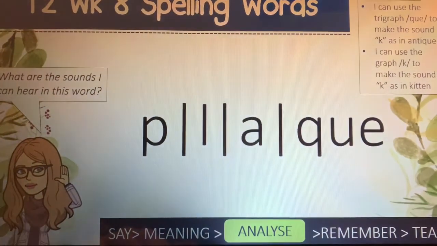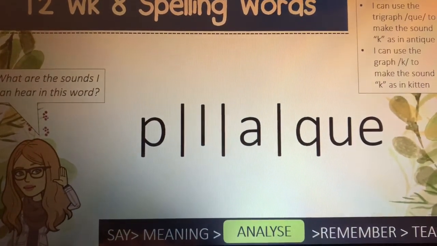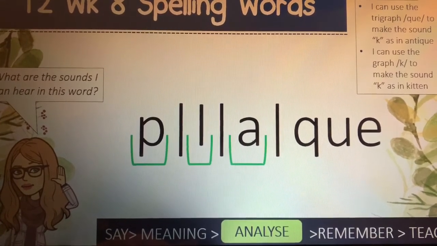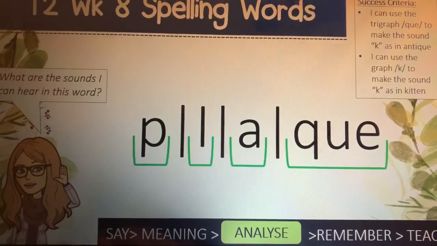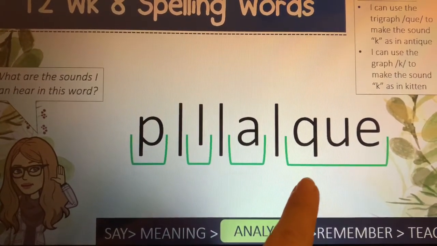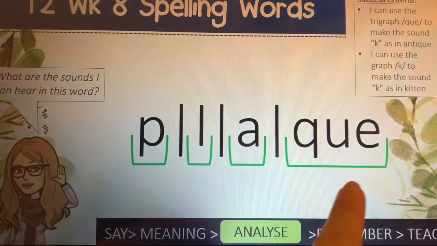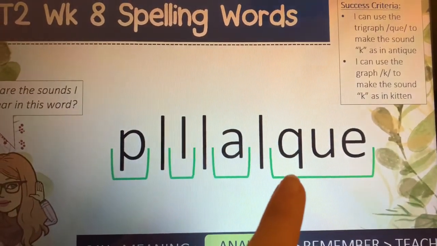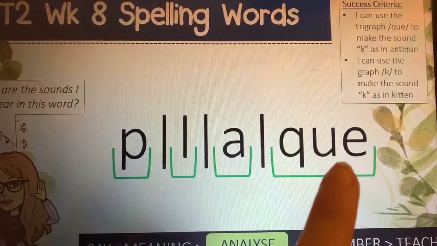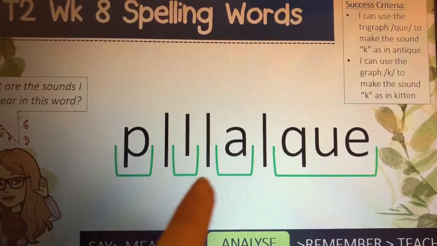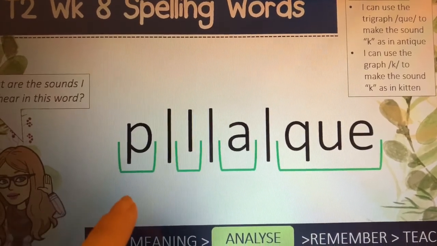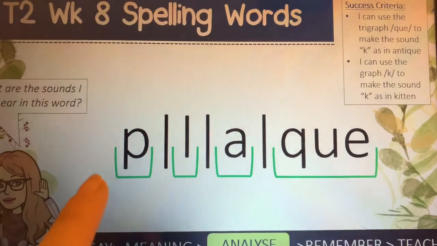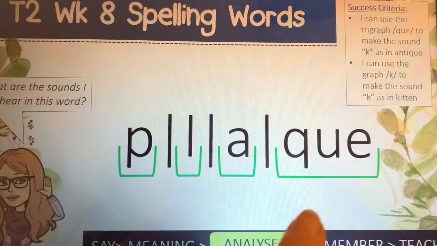Okay, let's look at the sounds that we can hear in the word plaque. We can hear P, L, A, K. We can see that the trigraph, QUE, is making the K sound in the word plaque. Remember, a trigraph is 3 letters that makes one sound. The letters in plaque are P, L, A, Q, U, E.